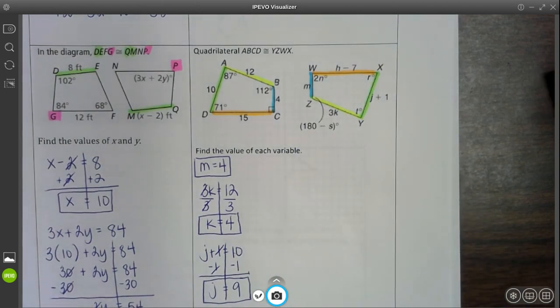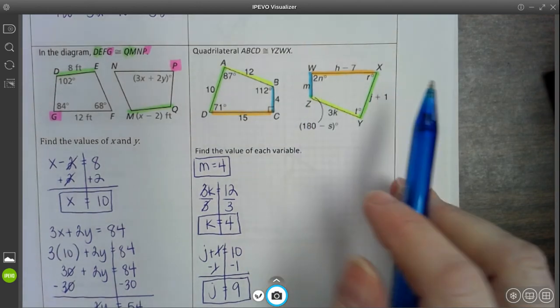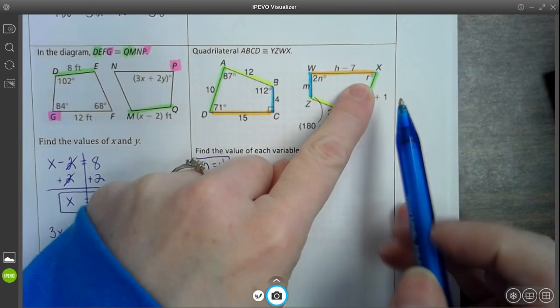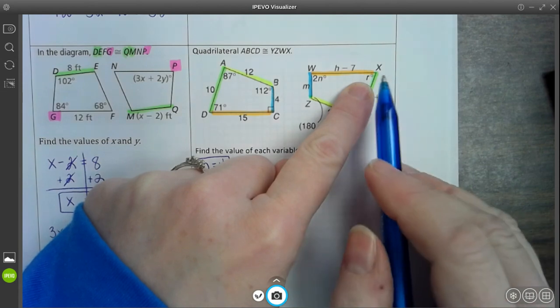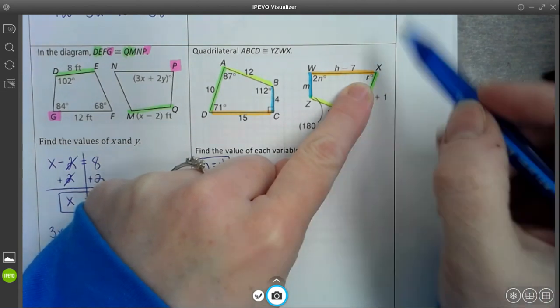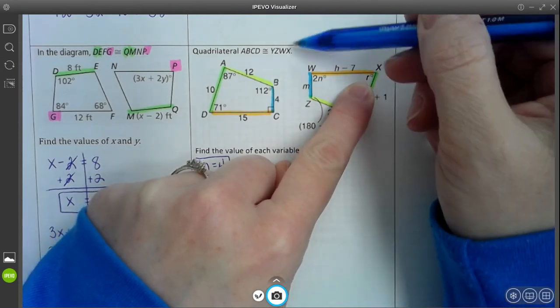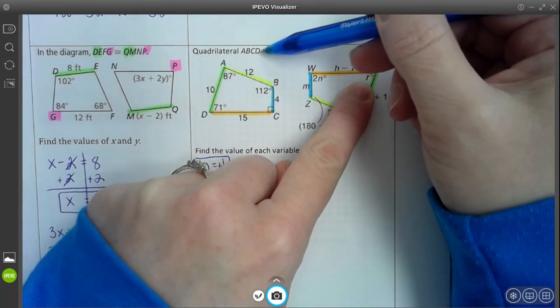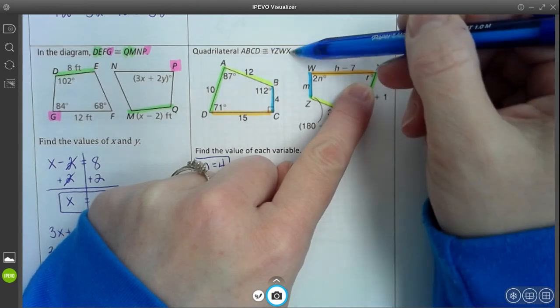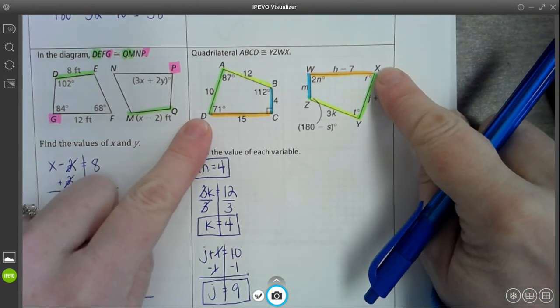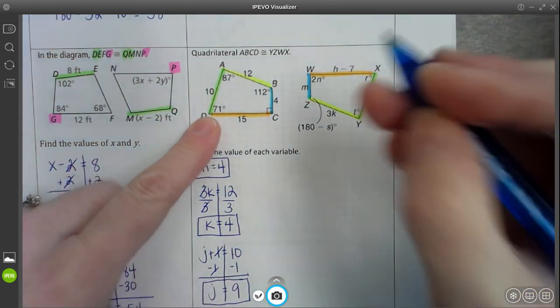Okay, so these aren't probably as tough as they are going to seem. I'm going to start with R. R seems really easy because there's nothing else but R. So R is in the same place as angle X. So X in the statement is the last letter, and the last letter here is D. So X and D are the same. Okay, so R should equal 71.